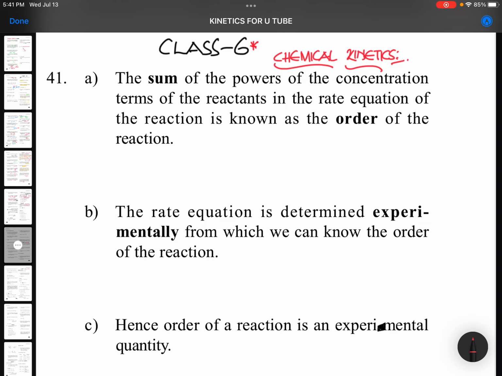So, the sum of the powers of the concentration terms of the reactants in the rate equation is known as order. That means, for example, rate is equal to K into A to the power X, B to the power Y. Then X plus Y is the order of the reaction. X is the order with respect to A, Y is the order with respect to B, and the sum is the overall order. The sum of the powers of the concentration terms of the reactants in the rate equation of the reaction is known as the order of the reaction.